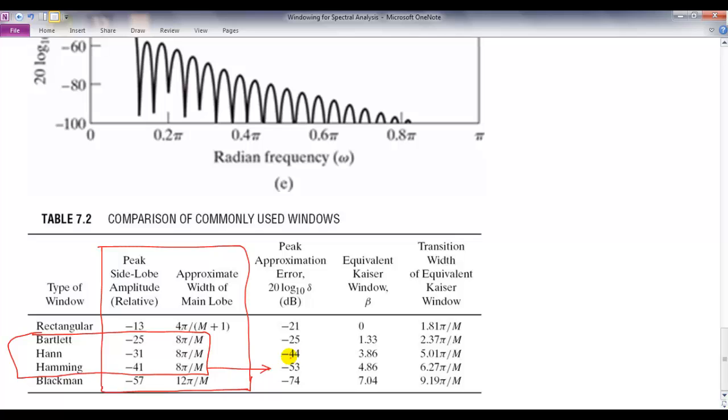Now, all these windows give you a sense of how to pick one over the other, but what if you want something in between? You don't really want maybe like 12 pi over m, you are happy with 10 pi over m. Maybe you want a peak side lobe of, instead of minus 57, you're happy with something like minus 50. Those are the questions that someone might be interested in, and Kaiser was able to provide us with a very nice solution. It is called Kaiser window, but in reality it's not one window.